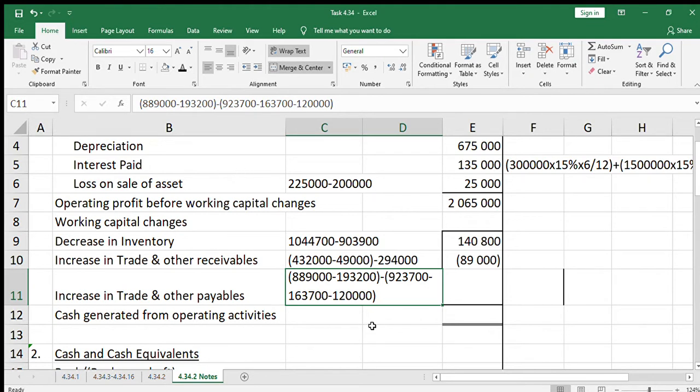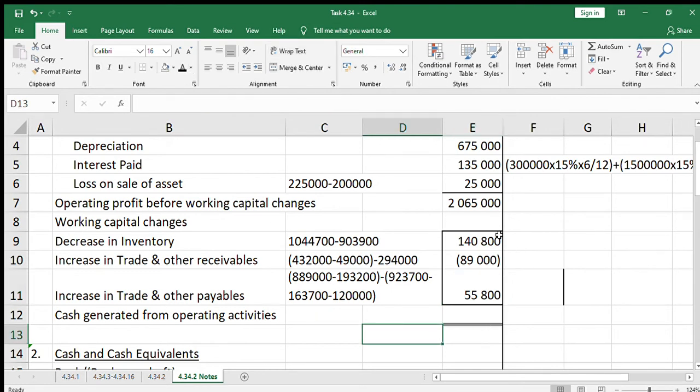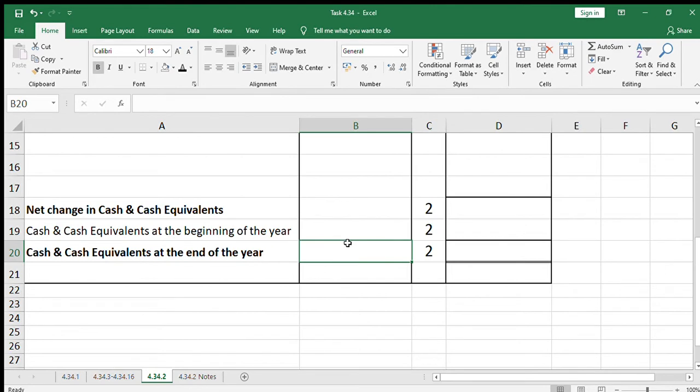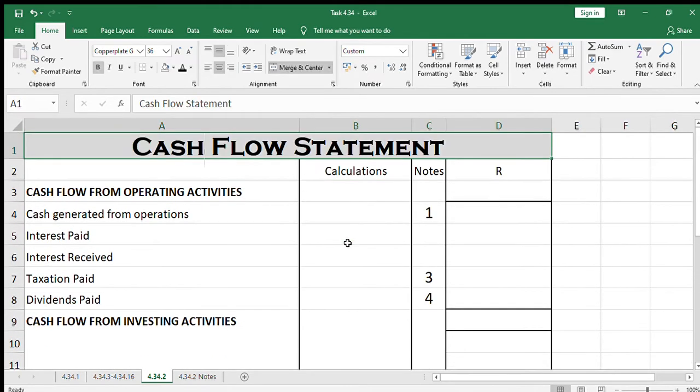Then 923,700 of last year minus the SARS balance of 163,700 and minus last year's shareholders for dividends of 120,000. Okay, that gives us an increase in trade and other payables. So no brackets, 55,800. You can then work out your answer for above the block. Okay, and finally we'll work out cash generated from operating activities, which we can transfer to the balance sheet.